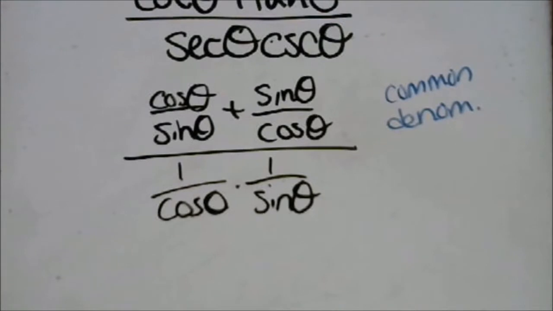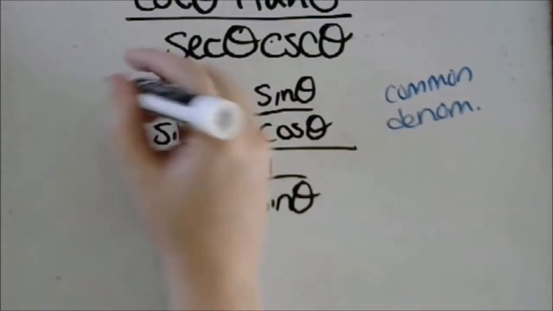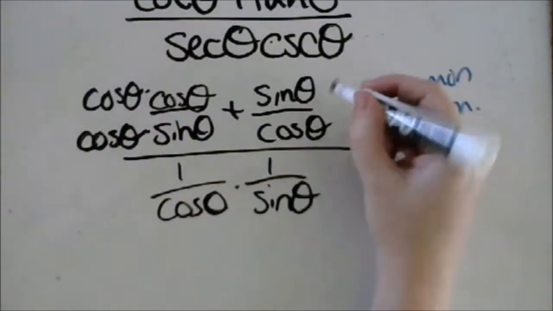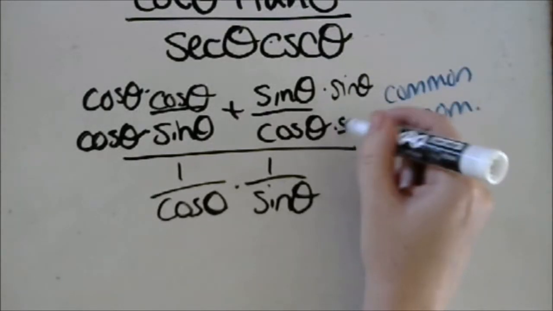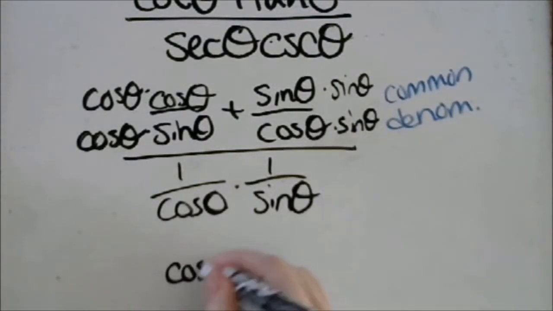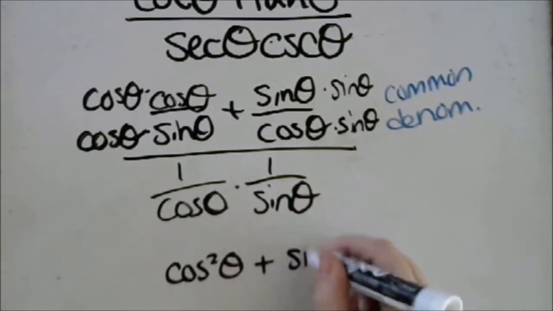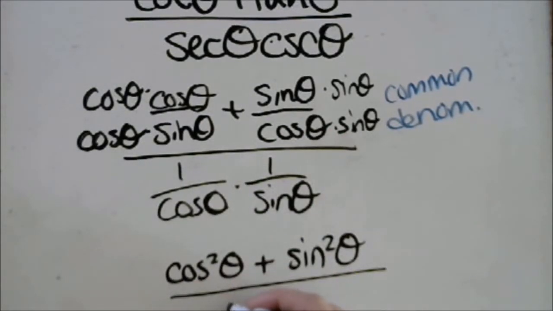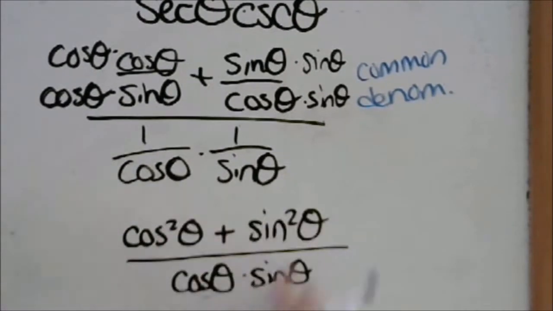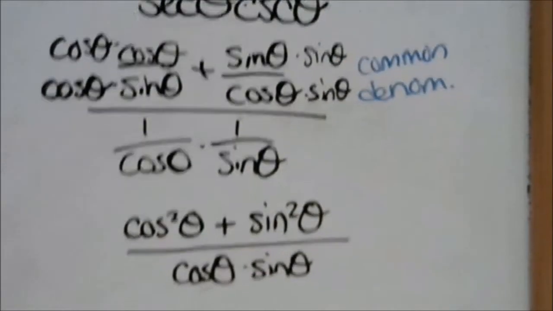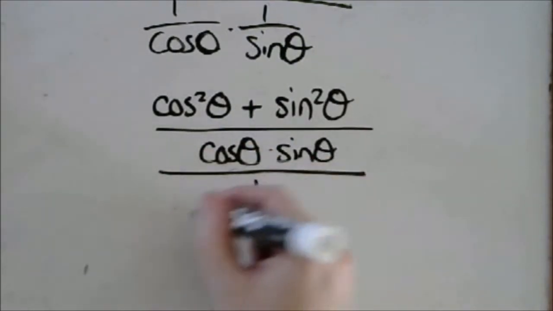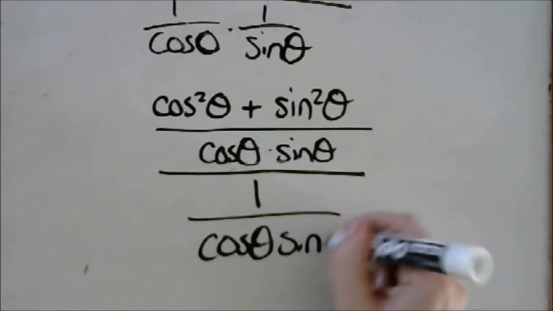in my numerator. To make these denominators the same, I need to multiply each fraction by the opposite. So over here, I'm going to multiply a cosine theta. Over here, I'm going to multiply a sine theta. This simplifies to cosine squared theta plus sine squared theta. And since the denominators are now common, I can write it as a single fraction over cosine theta times sine theta. It's important that we don't forget that this expression just represents the numerator of my fraction. My denominator was 1 over cosine times 1 over sine, which simplifies to 1 over cosine sine.